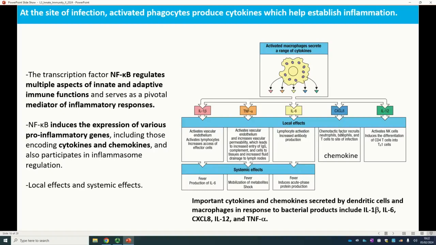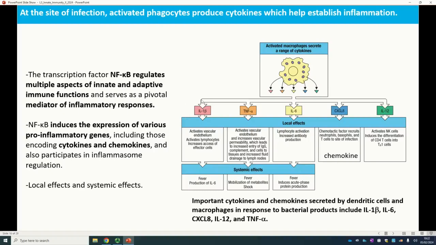And then we have CXCL8, and this is actually a chemokine. And this plays an important role in recruiting neutrophils and various other cells to specific sites of infection and also inflammation, and this is something that we'll look at in a few slides' time. And then we have IL-12, which activates natural killer cells and is also important in the differentiation of T cells.